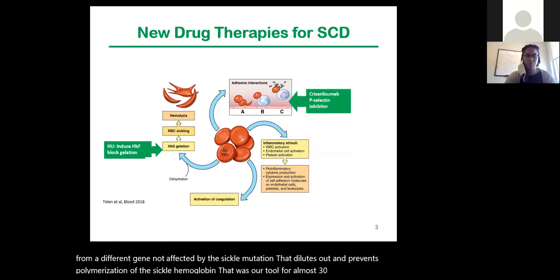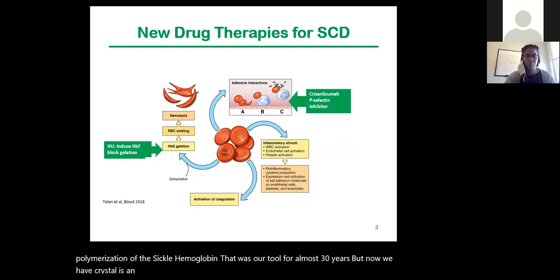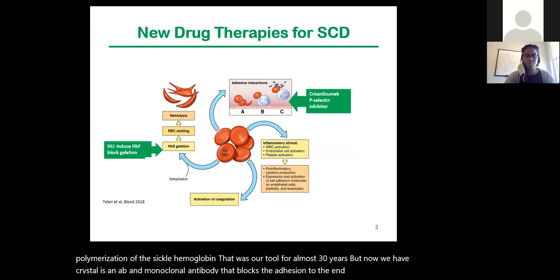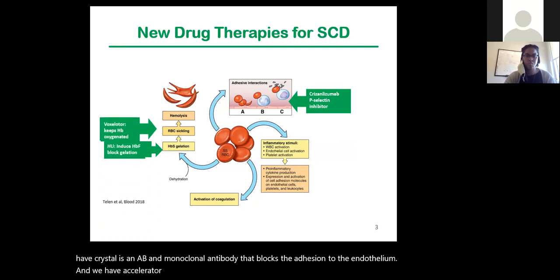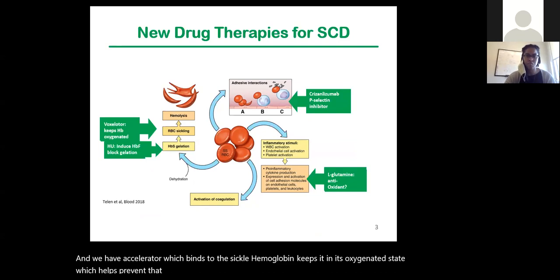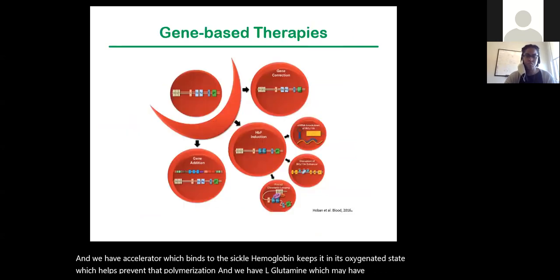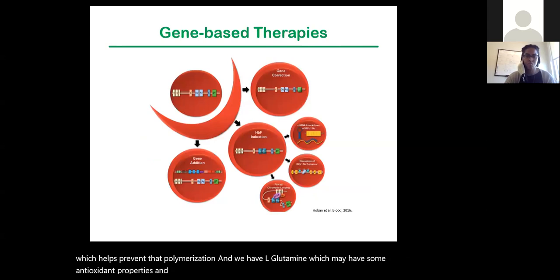But now we have crizanlizumab, a monoclonal antibody that blocks the adhesion to the endothelium. And we have voxelotor, which binds to the sickle hemoglobin, keeps it in its oxygenated state, which helps prevent that polymerization. And we have L-glutamine, which may have some antioxidant properties. And of course, we're entering a new era of gene-based therapies. One may be FDA approved very shortly.